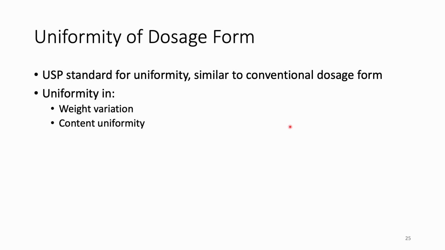About requirement for uniformity of dosage form, USP standard for uniformity is similar to conventional dosage form. The uniformities in weight variation and the content uniformity mean the amount of drug in each dosage.